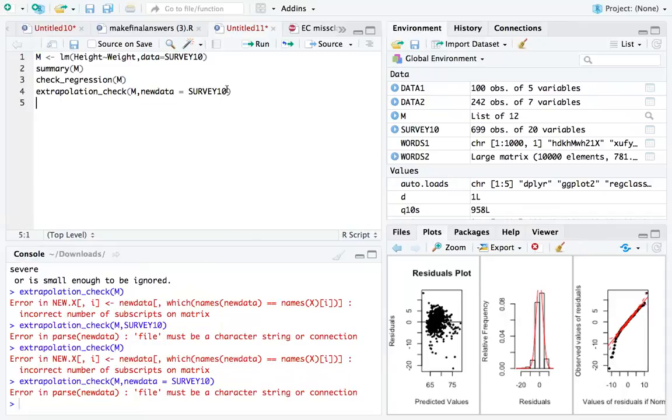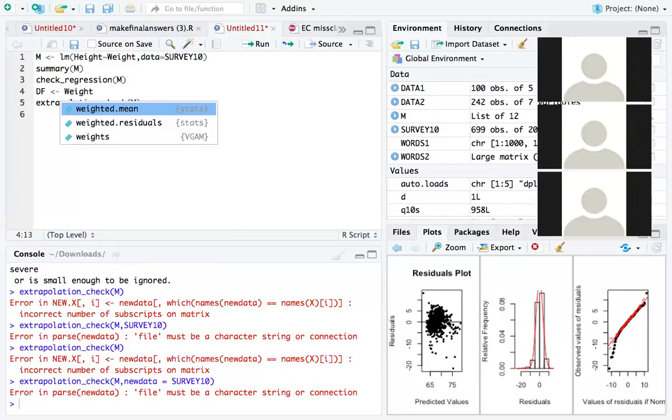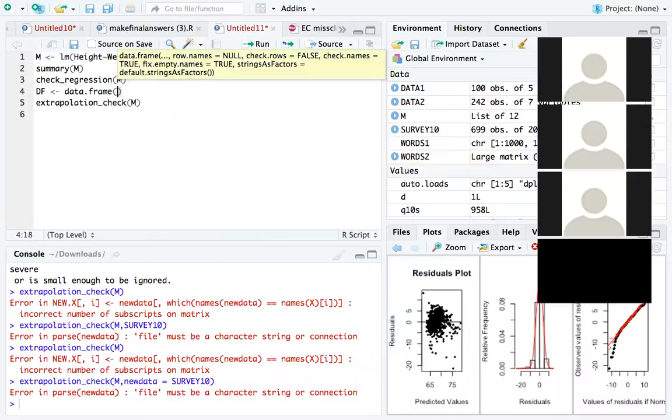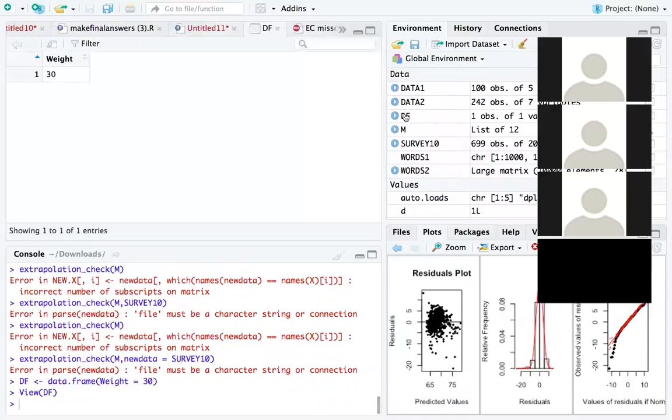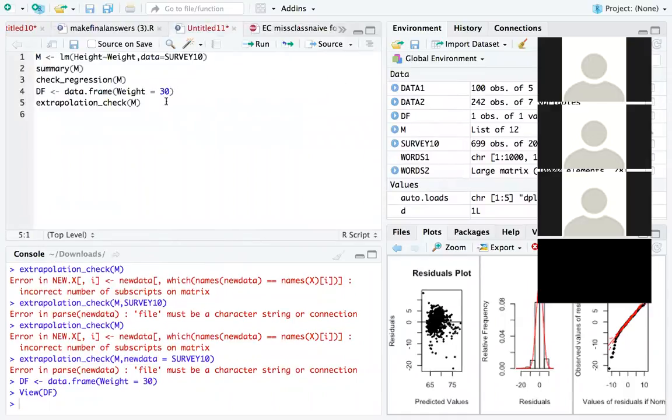What is it not liking today, guys? Let me try one thing right here. Data frame, we are putting into this weight. So I'm just going to give it weight as a data frame. Data frame weight equals, and I'm not going to put in multiple values, but we're going to put something really low in here. And that just made a data frame of weight. So you just see here, this is now a data frame of one person who weighs 30 pounds.